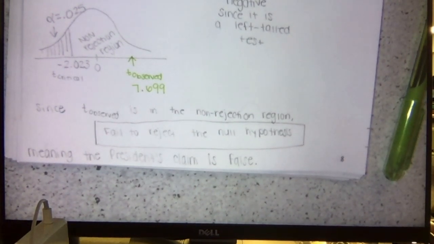And that's page 8. Questions, comments, concerns on this one for me, please.